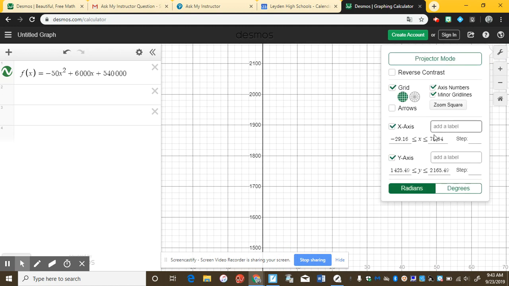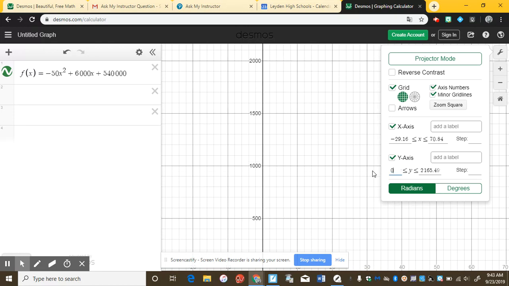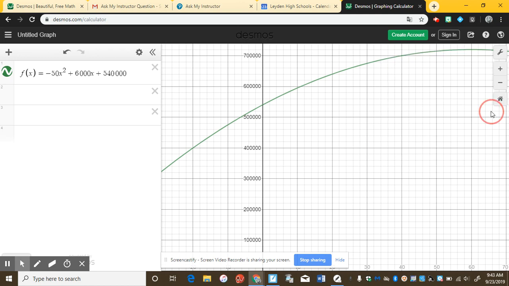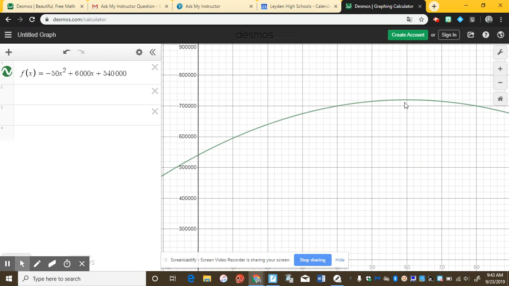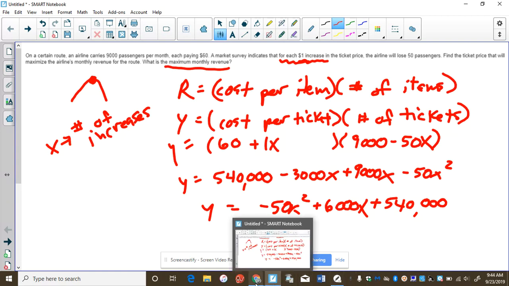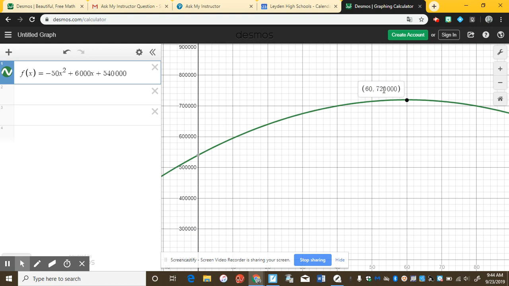What did I miss here? Okay. There it is. I keep using the comma. My bad, guys. So we see the maximum point up here at 60, 720,000. So 60 is not the price of the ticket. 60 is the number of increases. Remember, that's how we wrote our function. x is the number of increases, dollar increases specifically. And we get 720,000, which is the revenue that we're trying to maximize.